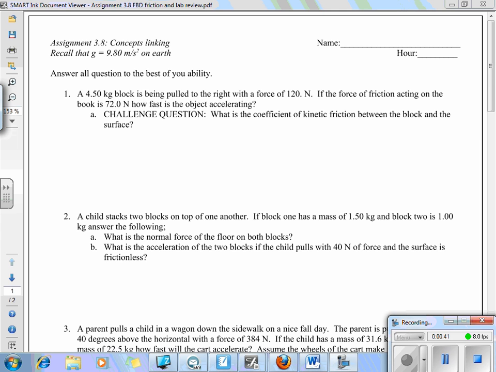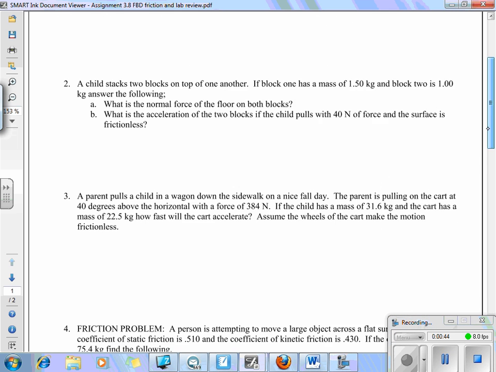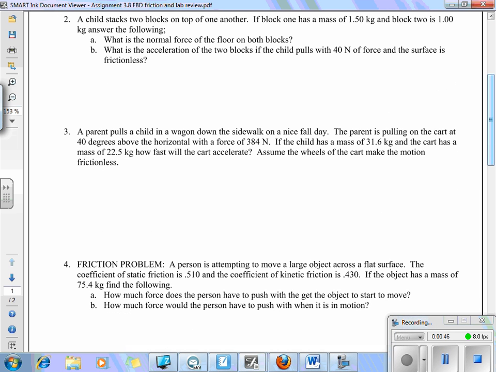3.8 looks like this. First things first, question number 3 is actually really tough because it involves putting the force at an angle. And what I'm going to have you all do is, if you choose to do this question, this is extra credit. If you want to figure out how to do the question, I would ask you to find an AP Physics student, and ask them to help you with the problem.